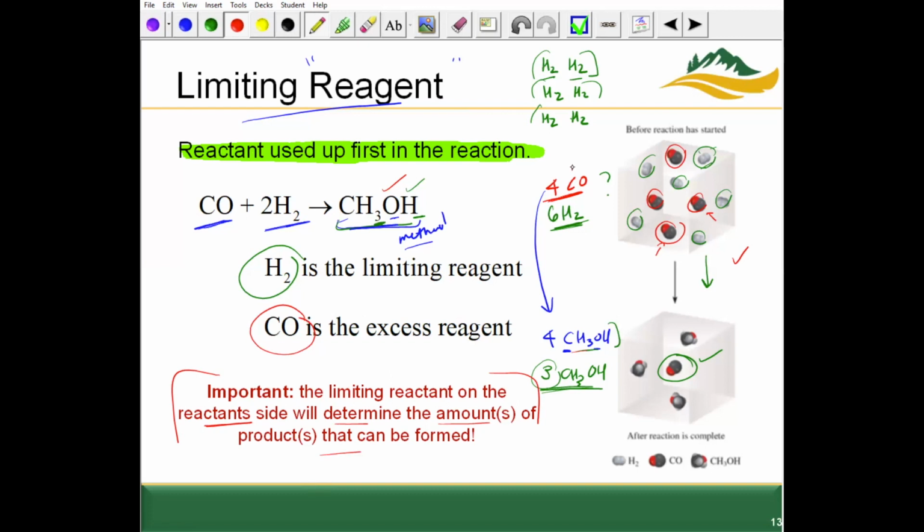Okay, so we kind of just deduced our way through this one, but I will show you chemically and mathematically how to figure out which one of the reactants is indeed our limiting reactant.